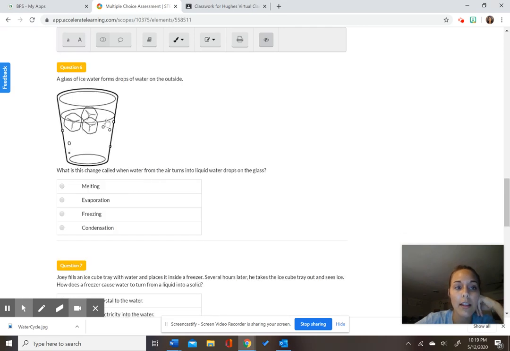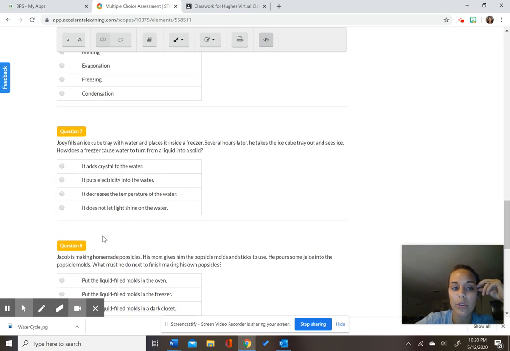Number 6, a glass of ice water forms drops on the outside. Remember when I talked about your water bottle sweating? That's kind of what this is. Which one of those did I say causes that? And evaporation is when it goes up to the air. Condensation is something else completely. And it's not melting or freezing. So you'll have to pick one of those two.